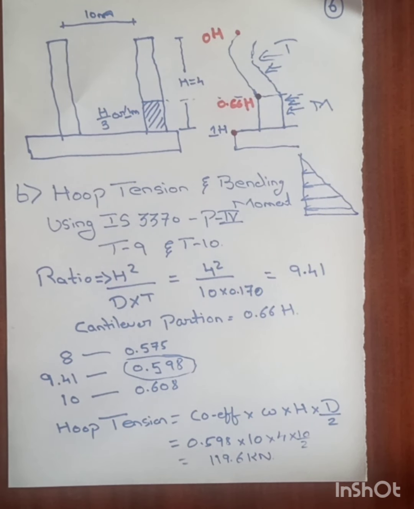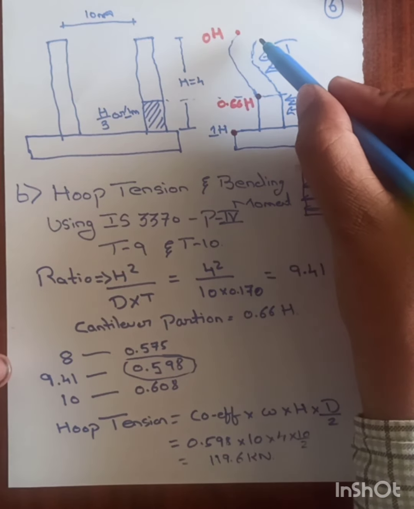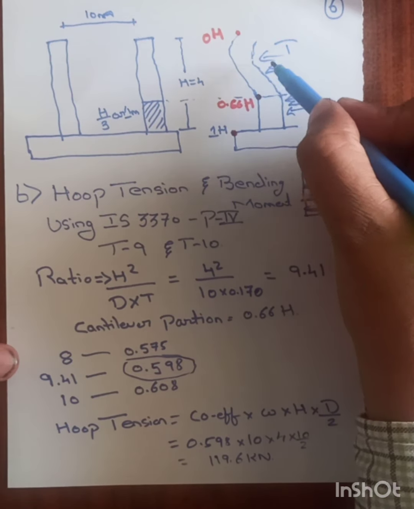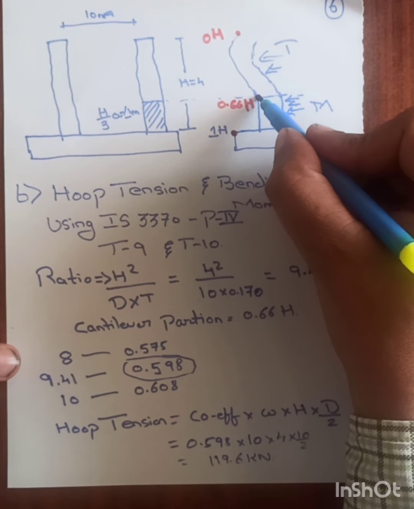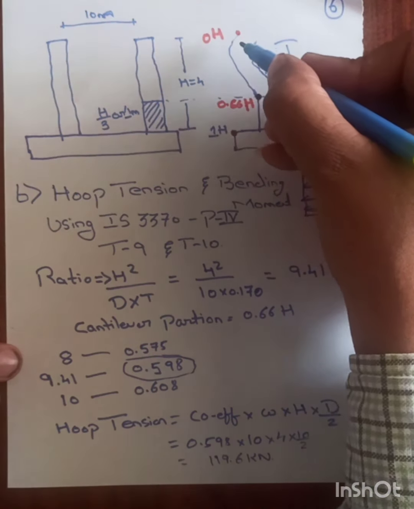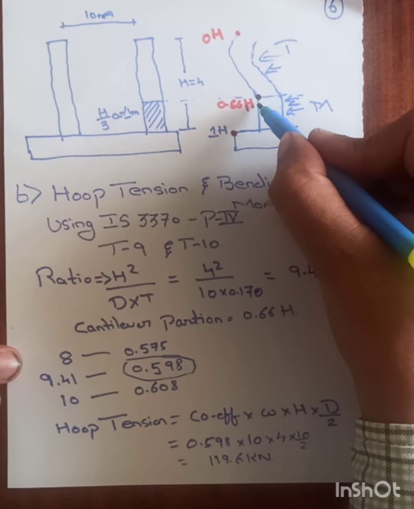Okay, now we can have a look over it. We are finding out the tension at this part. So the tension is maximum at this point and it goes on decreasing when we go towards the top. At this point it is 0.66H.